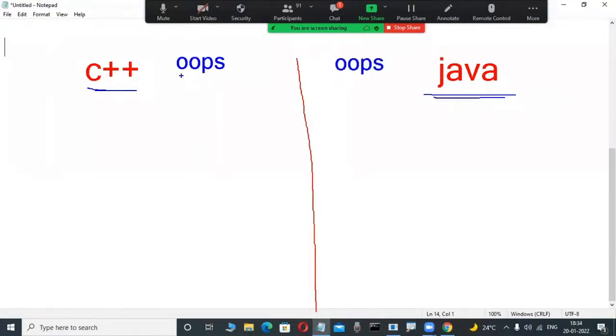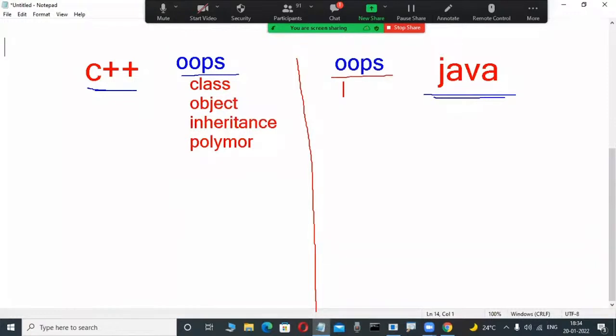Maybe some fellows have an idea which ones. Class is a concept. Object is a concept. Inheritance is a concept. Polymorphism is a concept. Maybe many fellows have an idea. Technical persons are there. Observe here, the same is there in Java also.